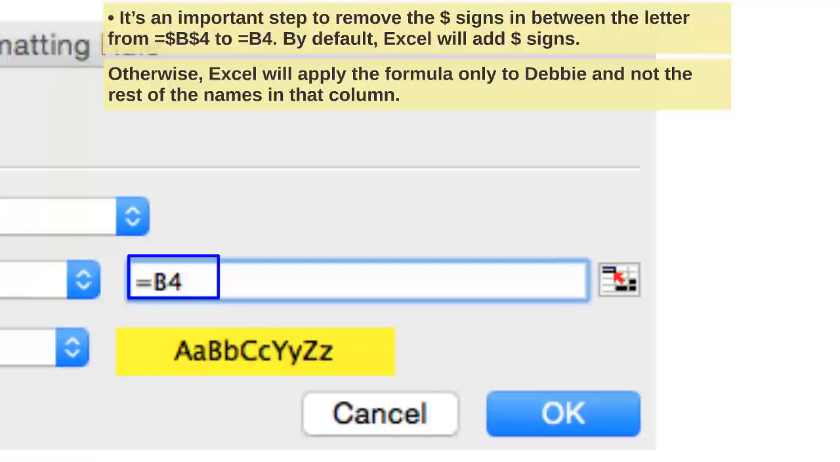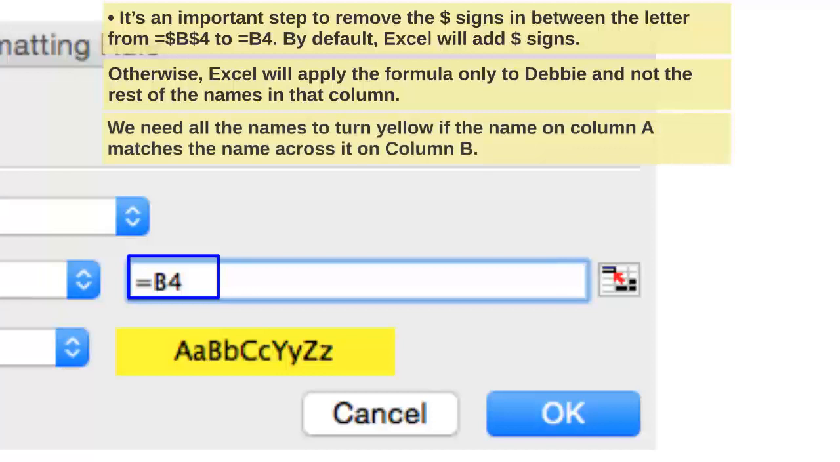Like I said, otherwise Excel will apply the formula only to Debbie MacArthur and not the rest of the names in that right-hand column. Now, it'll make more sense when I actually show it to you in action. So we need all the names to turn yellow if the name in column A matches the name in column B.